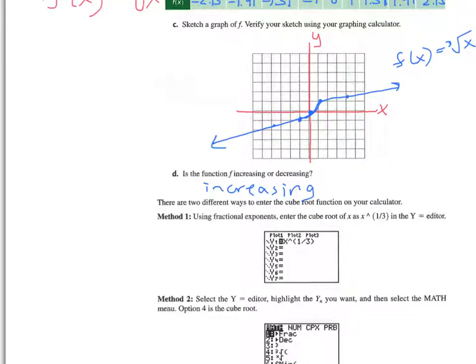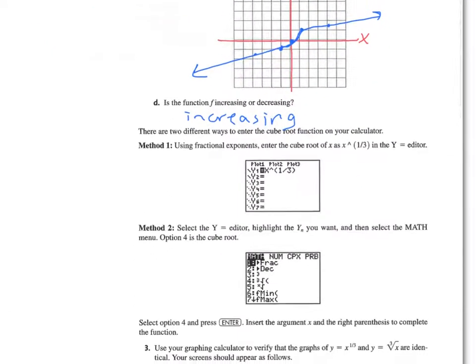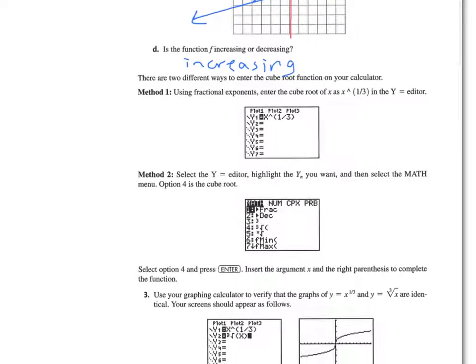So then you can look at these, and it's showing you, okay, so it's actually coming back to what we just said, how to graph this on the calculator. You can use the cube root right here, or you can write it as x to the 1/3. They're the exact same thing. So play around with looking at these different methods in number 3 on the calculator.